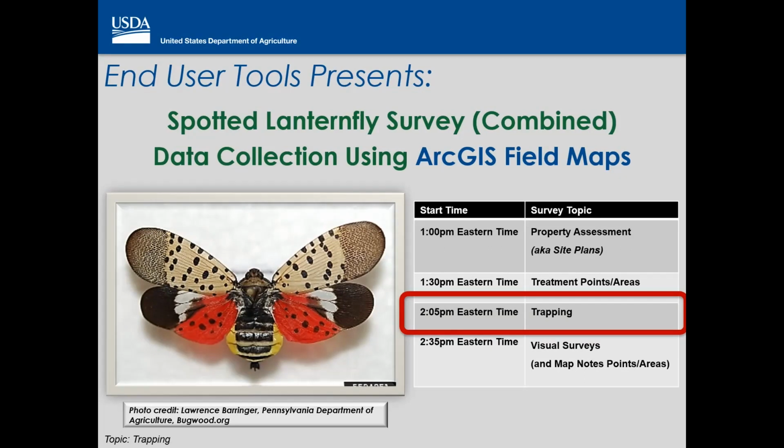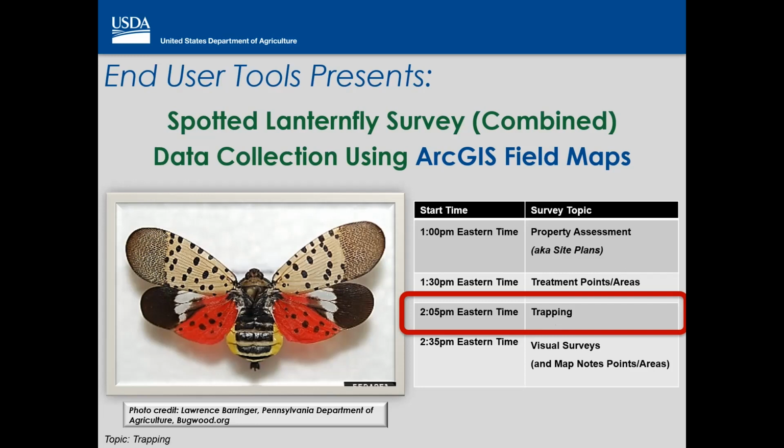Again, Jenny Sauer here. I'm a mobile solutions specialist with the End User Tools Group. We're here to talk about the Spotted Lanternfly survey. In parentheses, it says combined, but it's really just a bunch of surveys all in one map for your convenience. So we're talking about the survey types one at a time. It looks to me like all of you have stayed on, and so I'm going to try to spare you repeating too much, and I really appreciate your attention here, but we're moving on to the trapping surveys now.